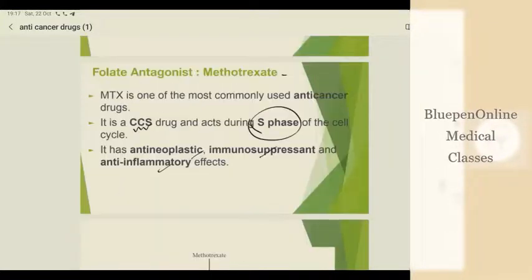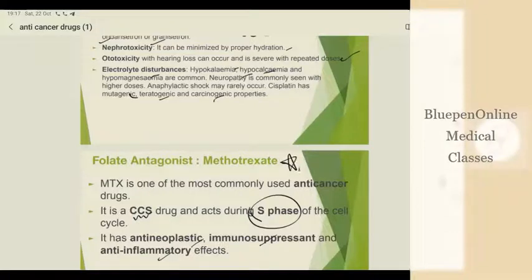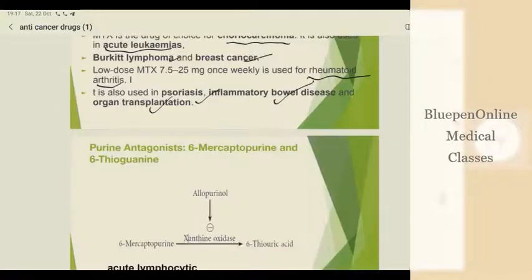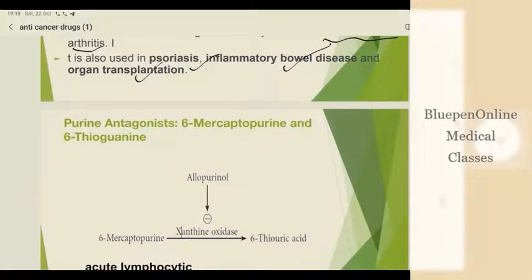It can be asked from different chapters, and it has different uses. So it is very important that you learn methotrexate properly. It is useful for your entrance also, and it is useful when you go upwards also.